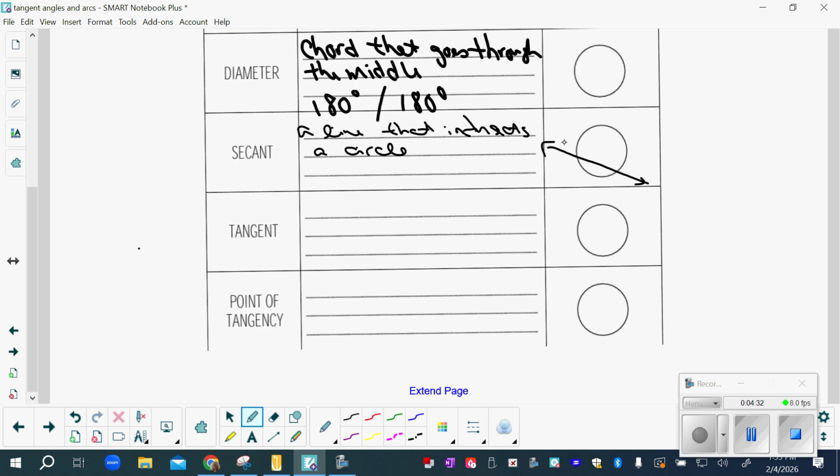And my very favorite one, the one we're going to use today, is tangent. And a tangent is a line that, oh, I love using this word, skims a circle. It brushes right up to it. Here's what it does.